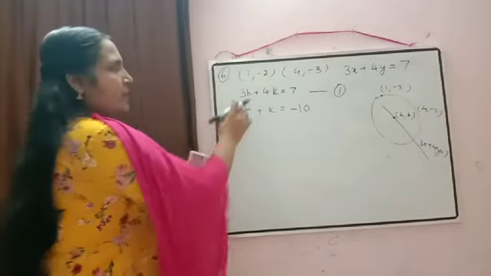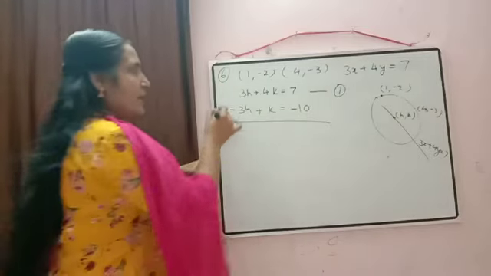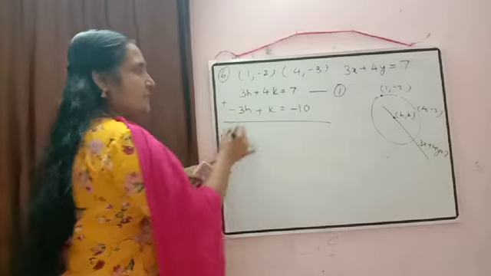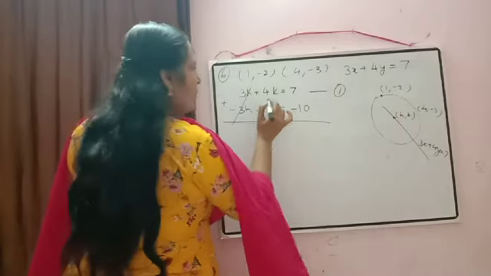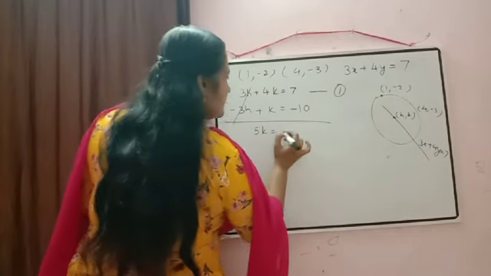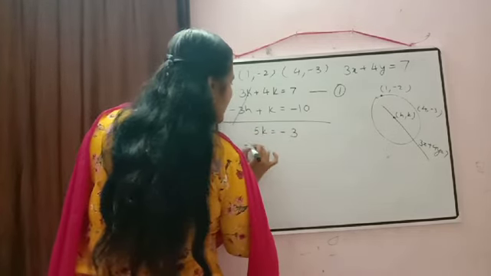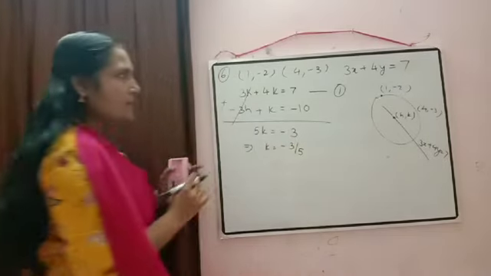So now the coefficient of h is already the same. So directly what can we do? We can do the addition because the negative sign is there. So 3h and minus 3h will get cancelled. 4k plus k will be equal to 5k is equal to 7 minus 10, minus 3. Then we will get here k is equal to minus 3 by 5.